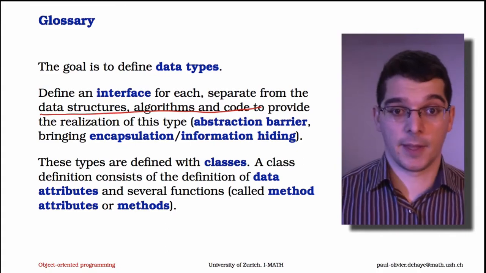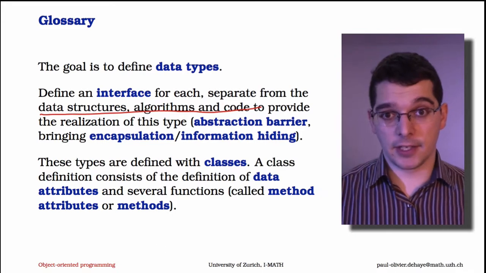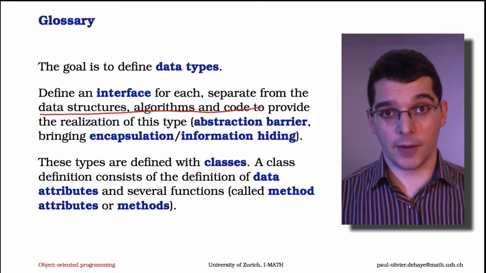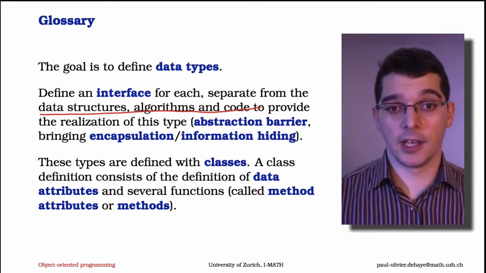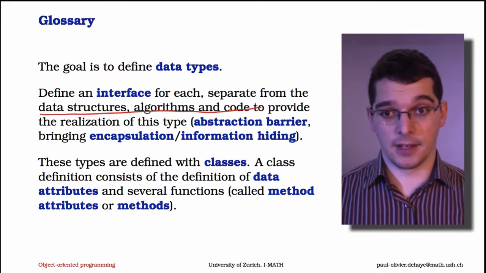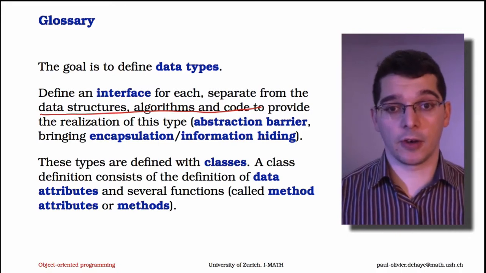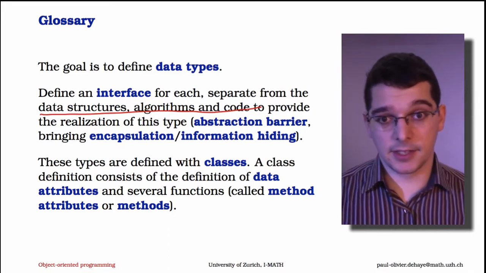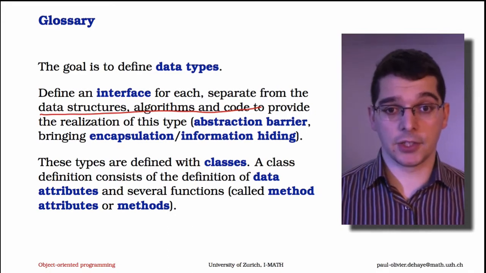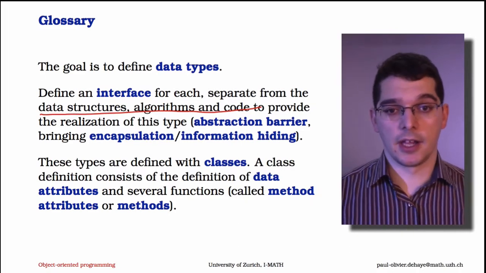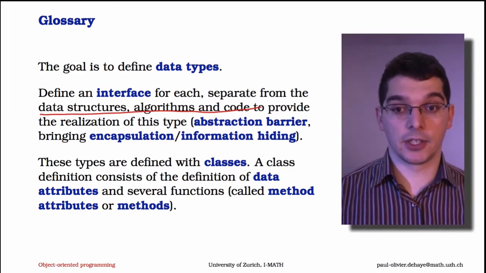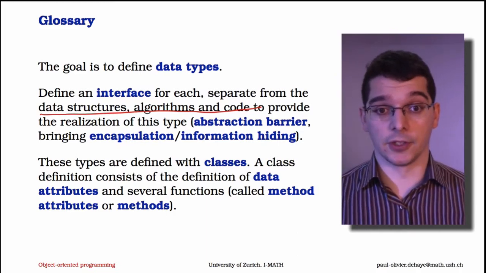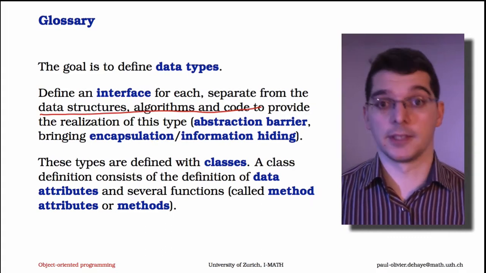So this whole idea of creating an interface and isolating the data structures, the algorithm, and the code from the rest of the code is called an abstraction barrier, and it's bringing encapsulation to the program, also called information hiding sometimes. Now, in Python, this is done with classes. So a class definition will, in Python and many languages actually, consist of the definition of some data that is associated to the class. Those are called data attributes, and several functions that are called method attributes, or simply methods.